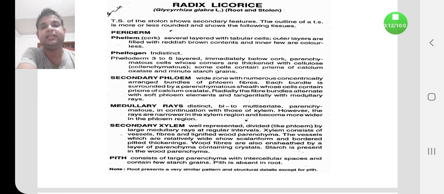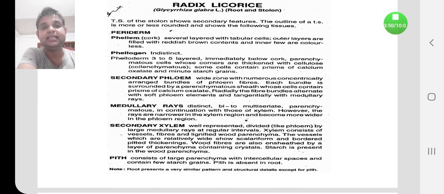Now next is the secondary phloem region. The secondary phloem region is a wide zone with numerous concentrically arranged bundles of phloem fibers. So secondary phloem consists of phloem fibers. Each bundle is surrounded by a parenchymatous sheath whose cells contain prisms of calcium oxalate and they are radially arranged. The radially arranged fibrous bundles alternate with soft phloem elements and tangentially with medullary rays. So in the secondary phloem region you will observe the medullary rays also.